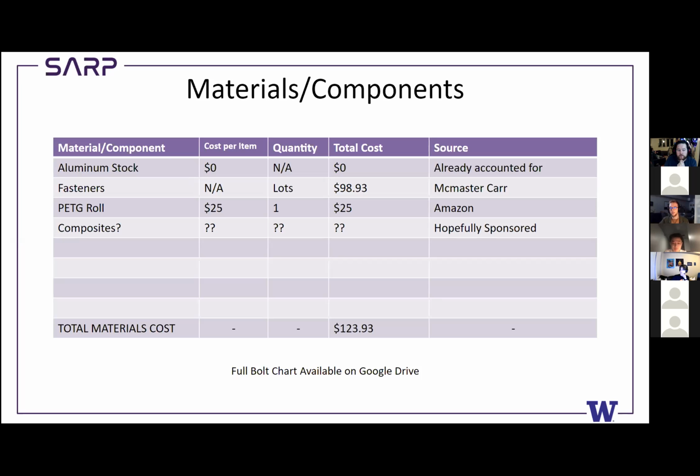Composites, we haven't accounted for any of that, although we're pretty cheap this year, so we probably could get away with getting a little bit. And we're usually sponsored on some composites, so hopefully it wouldn't cost us anything either way. Assuming all goes well, we should spend around 125 bucks.